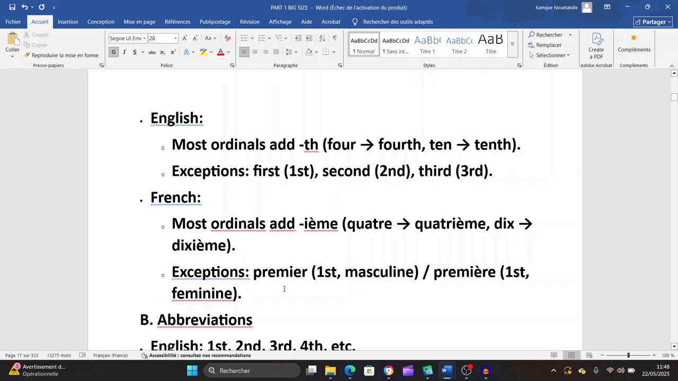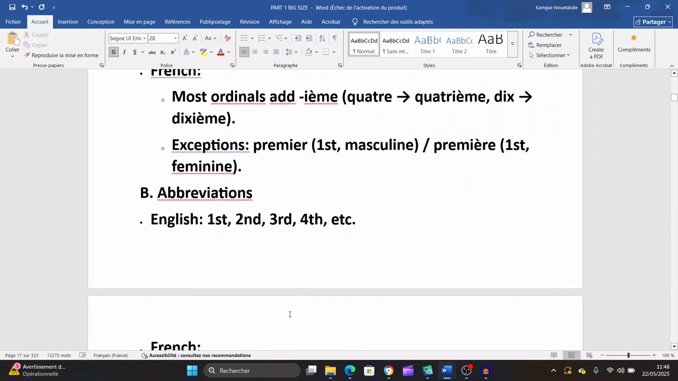For example, you have premier. Premier, that is first, when you are dealing with the masculine. Now if it is feminine, that premier becomes première.